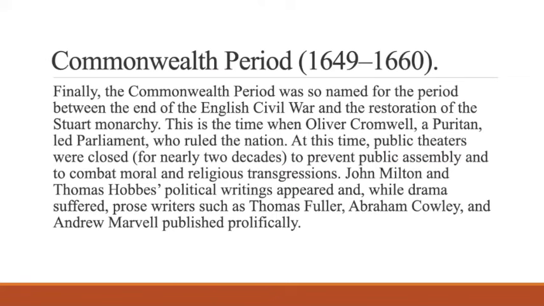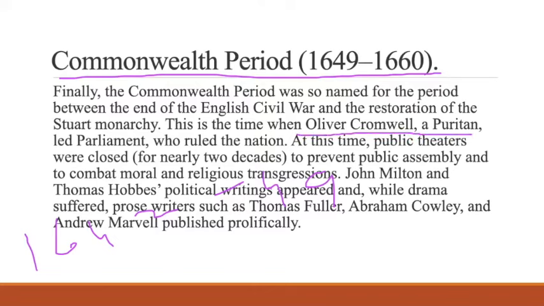Now, coming to the Commonwealth period, that is 1649 to 1660. What happens actually during this period? 1642 to 49 is actually the Civil War period in England, and 1649 to 1660 is the Commonwealth period. You see, there was a lot of resentment during the reign of Charles I. In the year 1649, Charles I was executed, and then the Commonwealth period started. So in the Commonwealth period, the main leader was Oliver Cromwell, who was a Puritan.